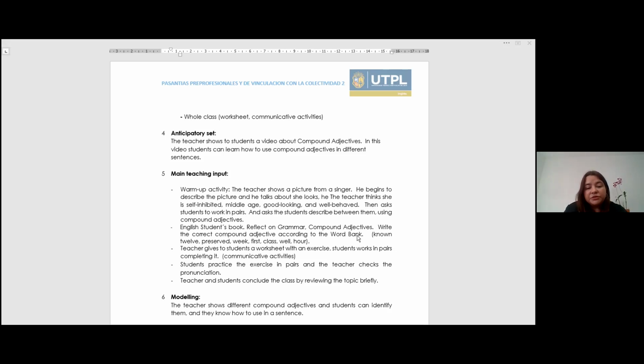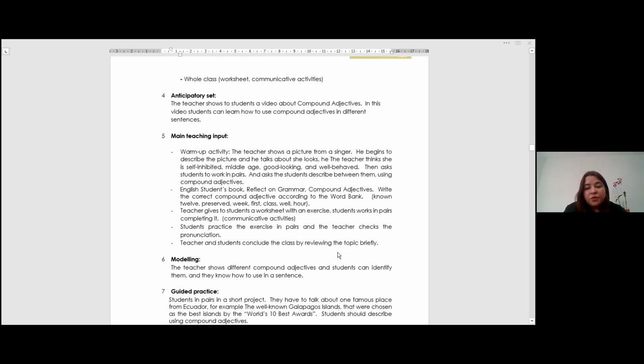The teacher gives students a worksheet with an exercise and students work in pairs to complete it. These are communicative activities. Students practice the exercise in pairs and the teacher checks the pronunciation.